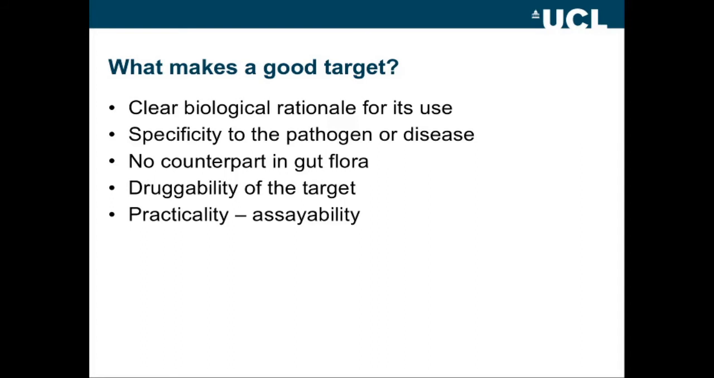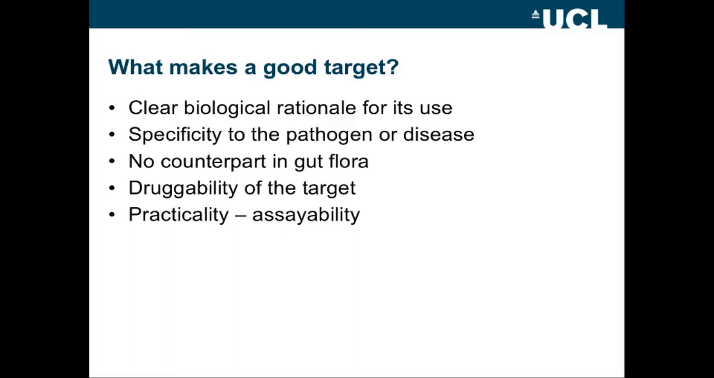Ideally, we want to ensure that there is no counterpart for the target in the gut flora. Don't forget that our guts contain billions of bacteria, and having a healthy digestive system means that these have to be present. So if you're producing an antibiotic, for example, that kills bacteria and also kills bacteria in the gut, then this can lead to all sorts of problems.